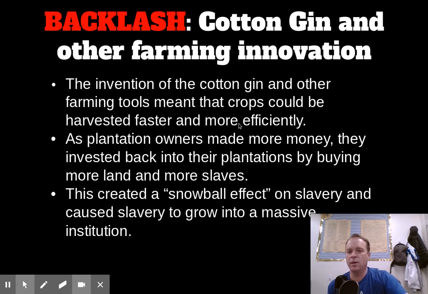Okay, so there is some backlash to the invention of the cotton gin and the other, the mechanical reaper and the plow. So the main backlash, like I said to you earlier, is that as these inventions make it easier for farmers and plantation owners to produce these items, we're going to see a great expansion of slavery in the South. It's essentially going to make it much more profitable for them to own farms, and they're going to use this as a reason to expand the number of slaves that they own. And so this is really going to increase slavery in the South and make it a much bigger institution than it was before.